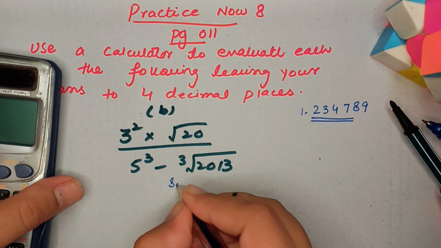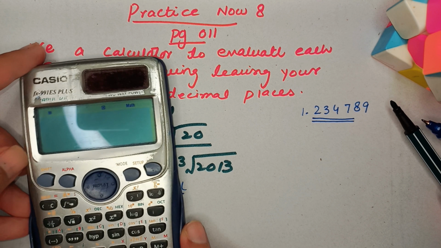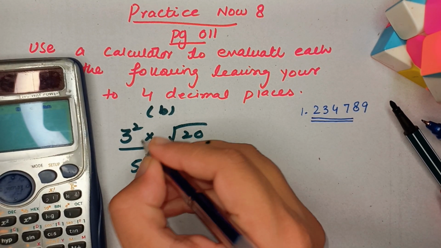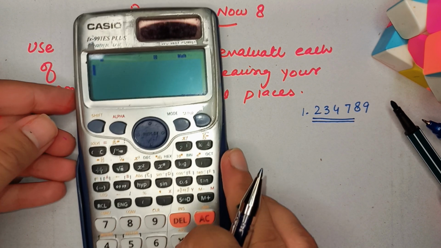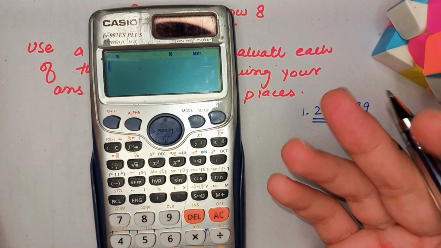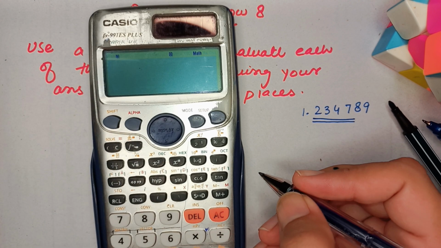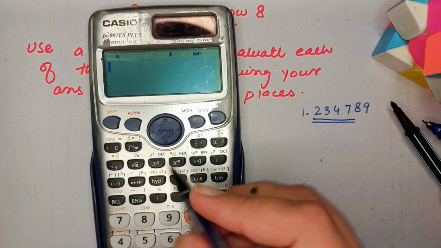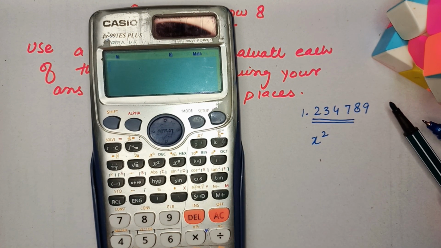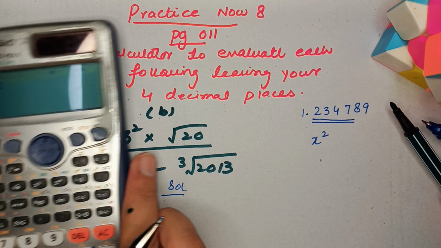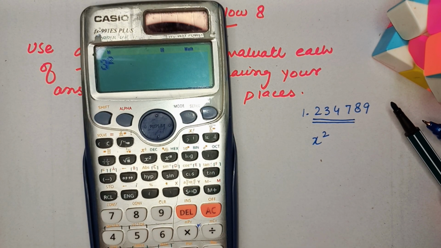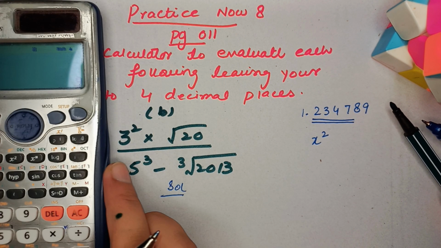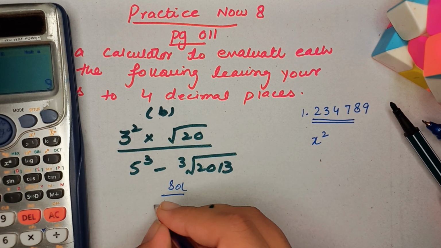So let's start. In this question, dear students, the first is 3 square. In every calculator there is a slight difference in the buttons, otherwise it's the same. You can see the square button on your calculator, like this is your square button here. So we have to find the square of 3, so we can write 3 square as you can see here. So you will get 9. So I will write here in place of this 3 square, 9.